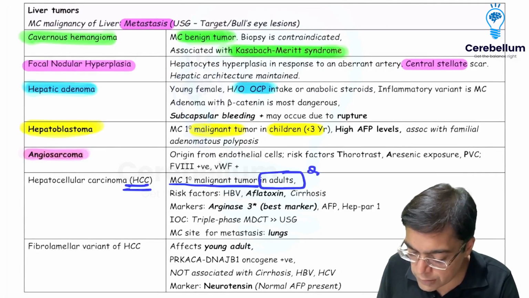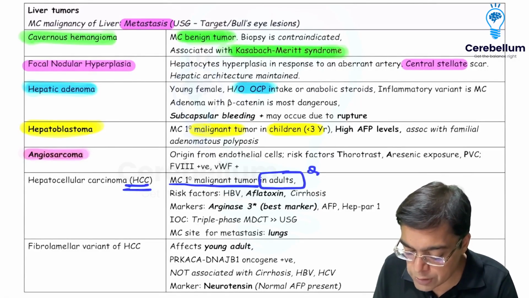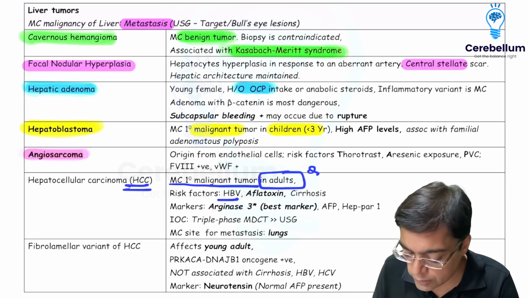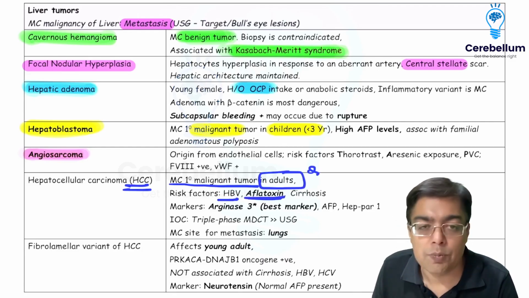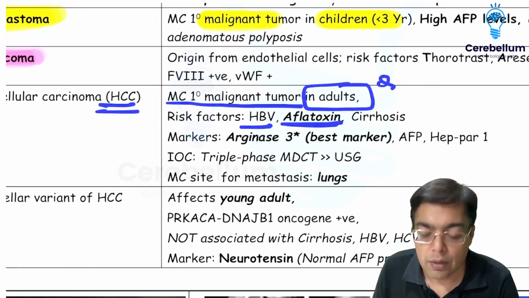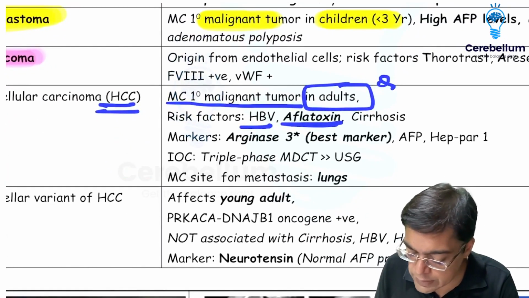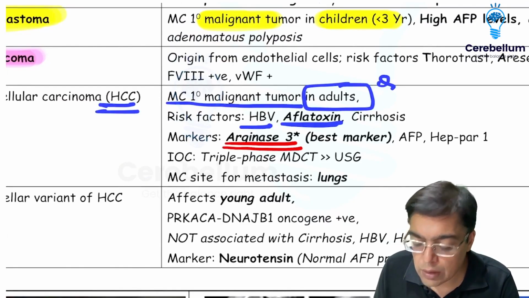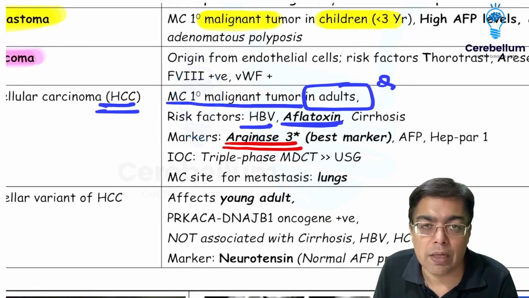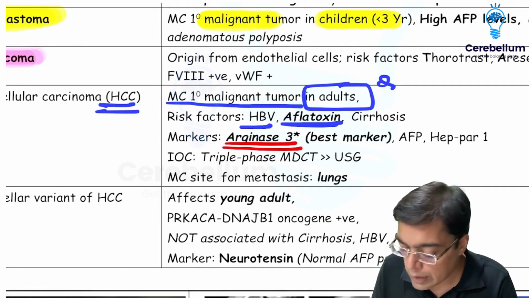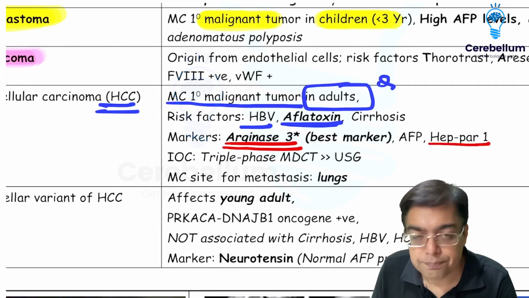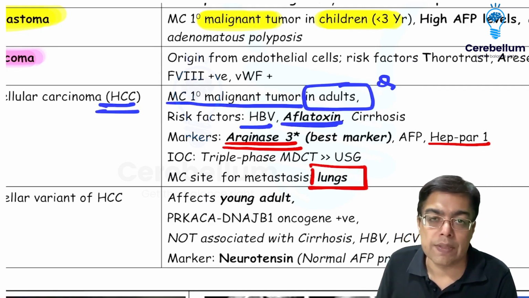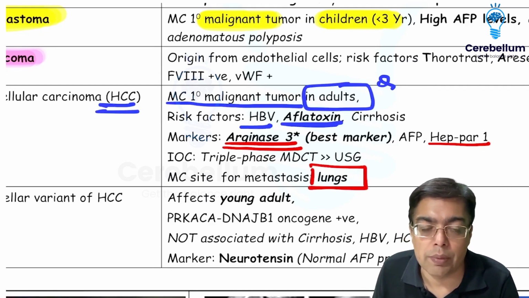This can be seen in individuals because of an infection caused by hepatitis B. It is also associated with alcohol intake, and with exposure to a toxin like aflatoxin. We do have novel markers nowadays apart from alpha-fetoprotein for detection of hepatocellular carcinoma, like arginase 1, and the other novel marker which has been asked in one of the INI-CET exams earlier is HepPar-1. If a patient has hepatocellular carcinoma, one of the important sites where metastasis takes place is the lungs.